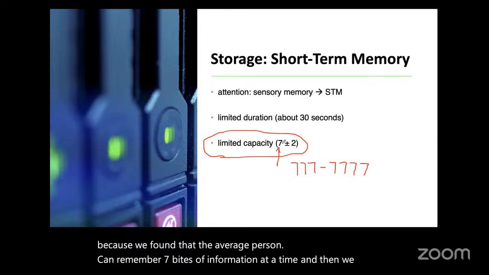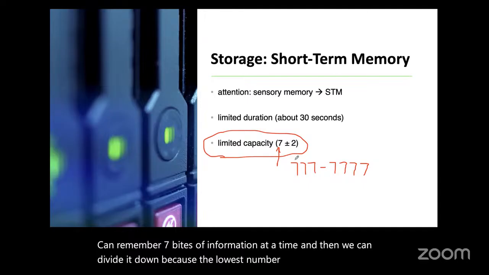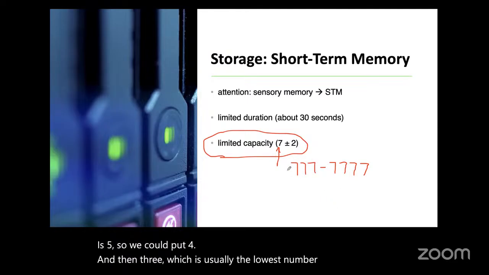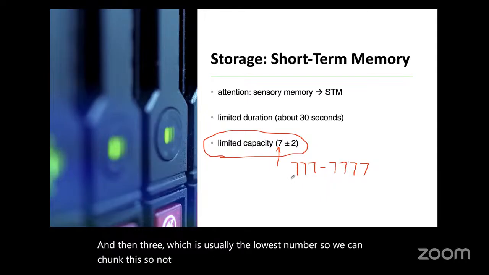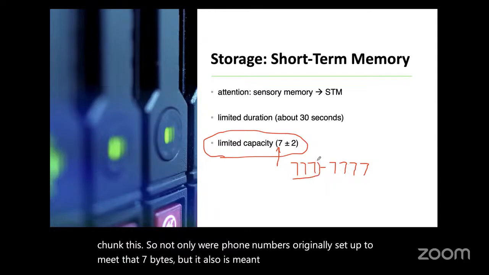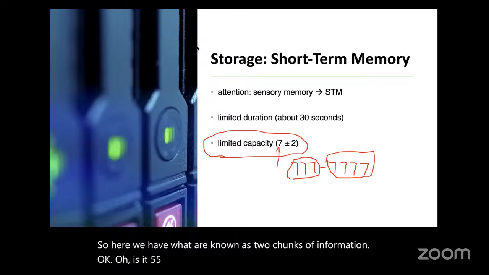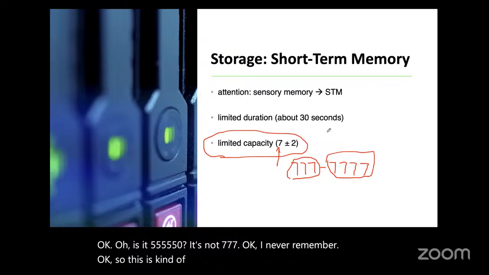And then we can divide it down, because the lowest number, 7 minus 2, is 5, so we could put 4 and then 3, which is usually the lowest number. So we can chunk this. Not only were phone numbers originally set up to meet that 7 bytes, but it also is meant to chunk information. So here we have what are known as 2 chunks of information. Oh, is it 55555? Oh, it's not 777. I can never remember. Okay, so this is kind of how our capacity works.